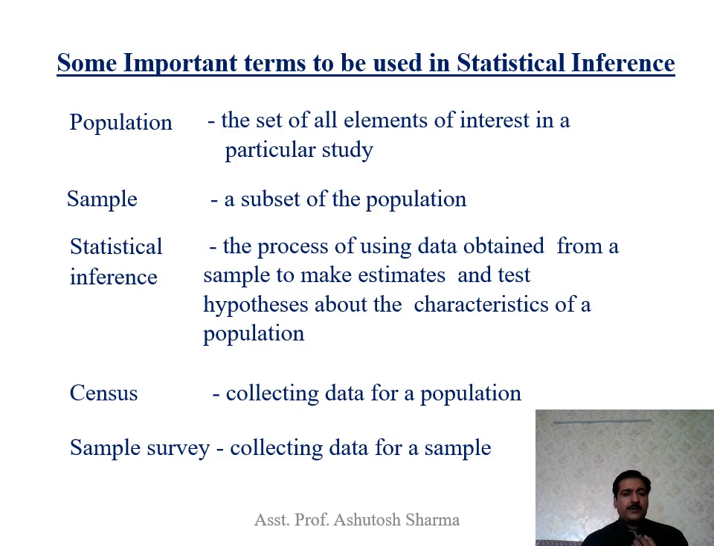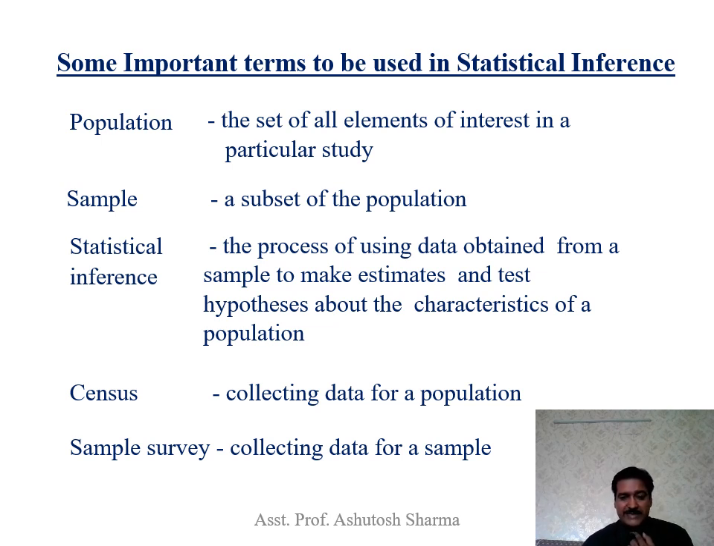There are some important terms used in statistical inference, like population. What is population? The set of all elements of interest in a particular study. What is sample? A subset of the population is called a sample. Statistical inference is the process of using data obtained from a sample to make estimates and test hypotheses about the characteristics of a population.